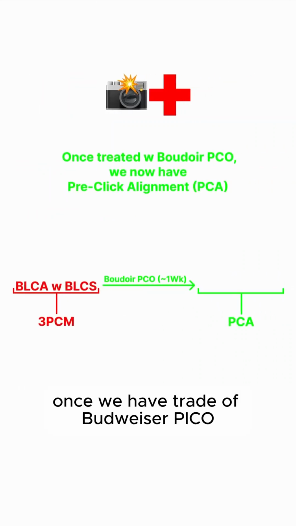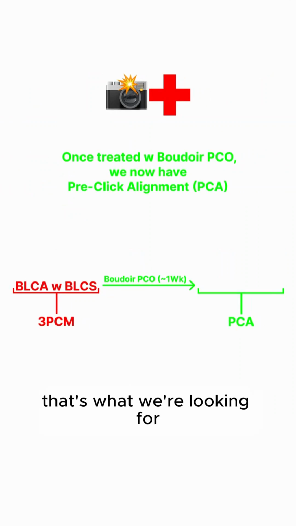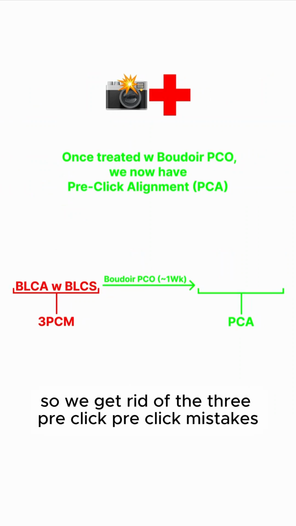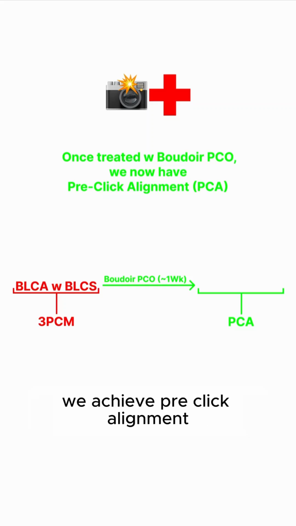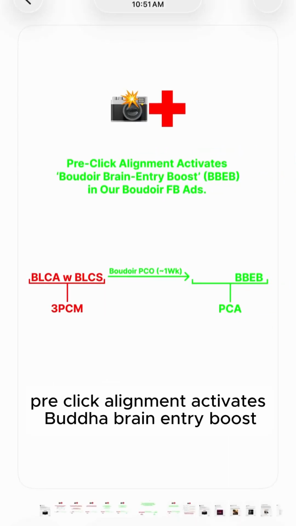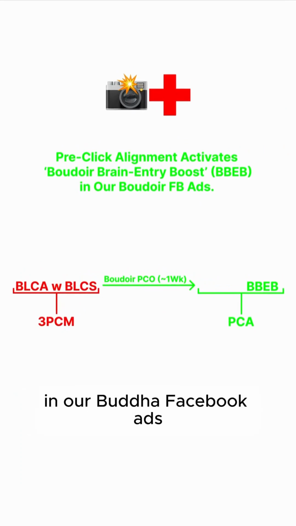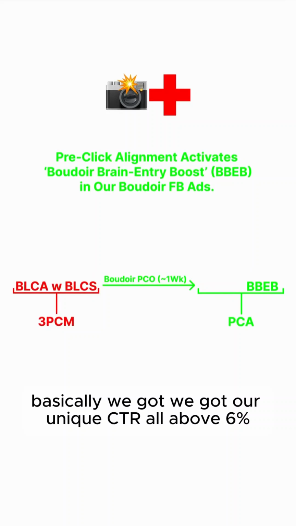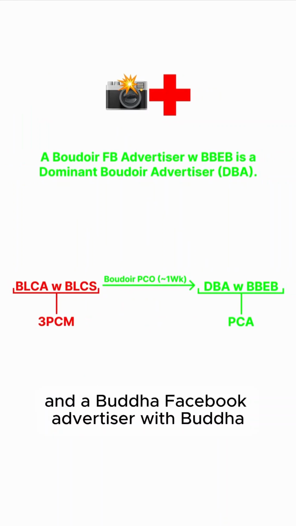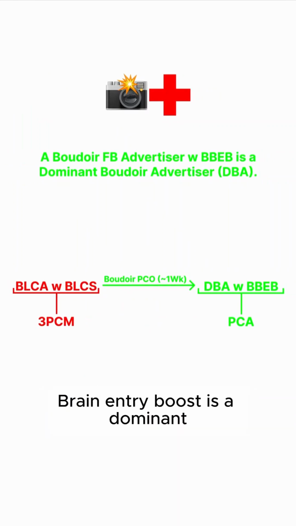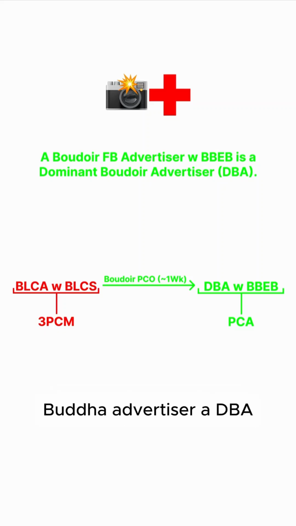Once we have treated with Boudoir Pico, we now have pre-click alignment, PCA. That's what we're looking for. So we get rid of the 3 pre-click mistakes, we achieve pre-click alignment. Now, pre-click alignment activates Boudoir brain entry boost in our Boudoir Facebook ads. Basically, we've got our unique CTR above 6%. And a Boudoir Facebook advertiser with Boudoir brain entry boost is a dominant Boudoir advertiser, a DBA. This is our full universe here.